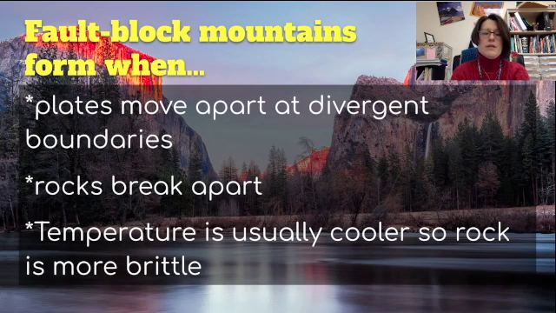Fault block mountains form when plates move apart at divergent boundaries, when rocks break apart, and temperature is usually cooler, so rock is more brittle. So those are the conditions for a fault block mountain.